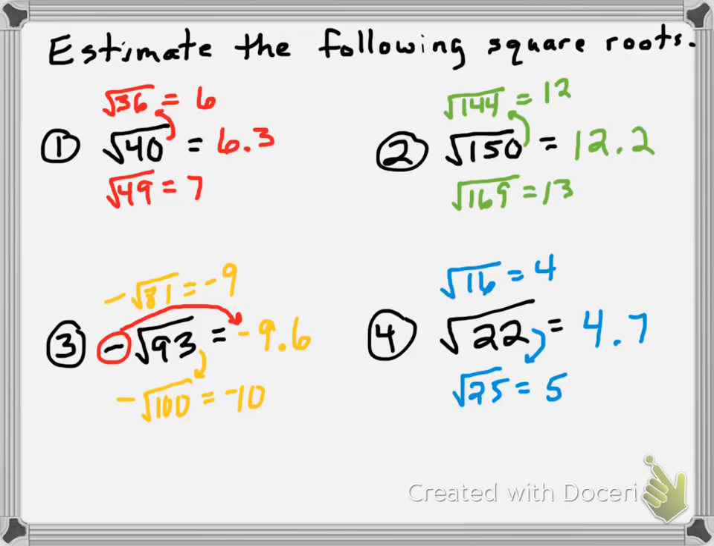But notice, we're estimating square roots that are not perfect squares anymore, and we're doing it without a calculator, just by using the knowledge of the perfect squares that we know.